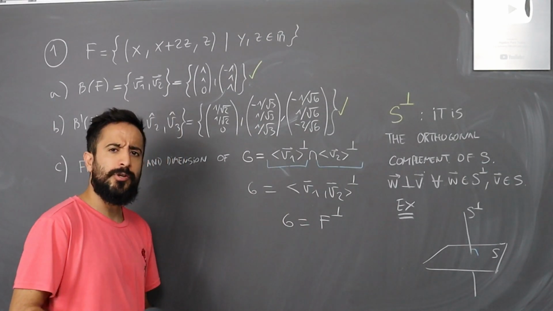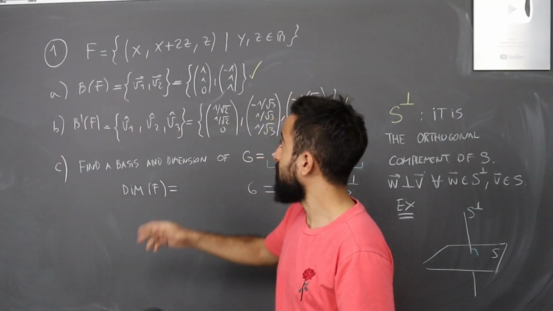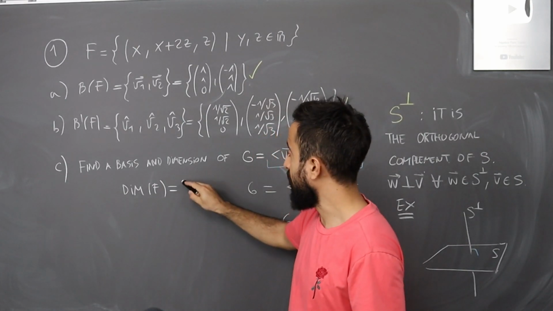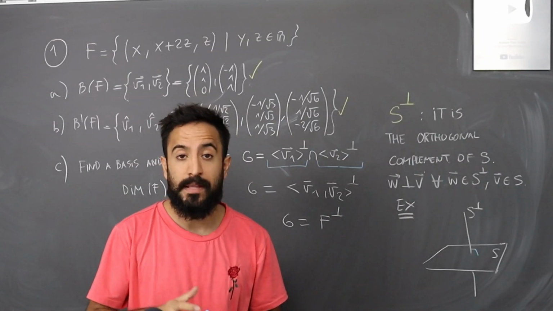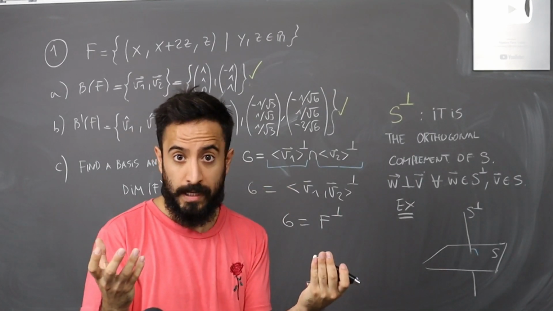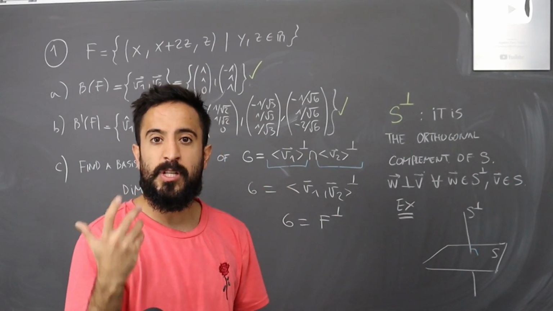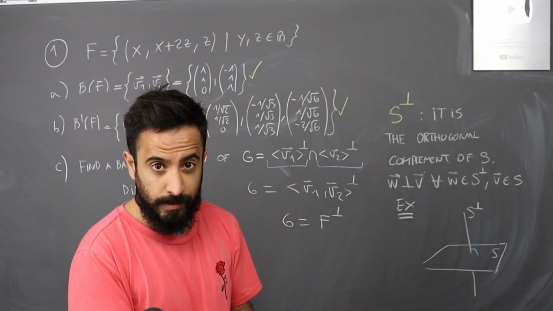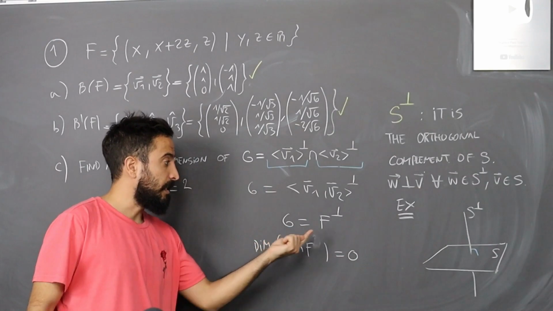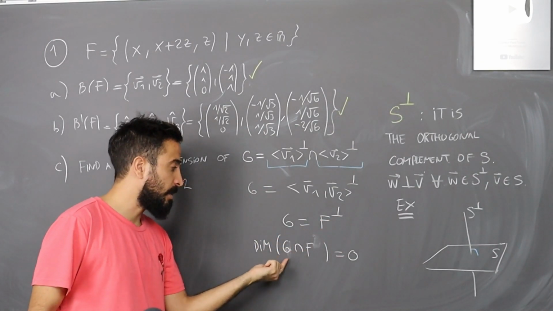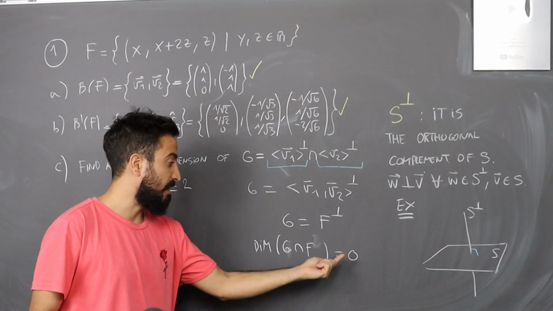What is the dimension of F? Well, the basis of F is made of two linearly independent vectors, right? So the dimension of F is 2. Let us remember too that the sum of a subspace and the orthogonal complement of it is direct, which means that the dimension of the intersection is 0. So since G is the orthogonal complement of F, the dimension of the intersection of these two subspaces is 0.